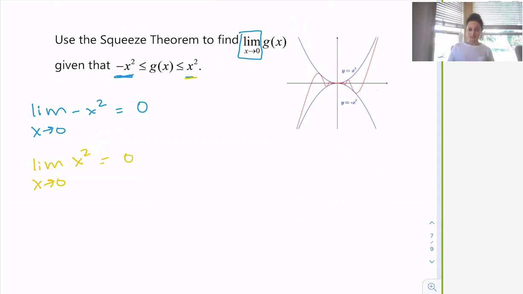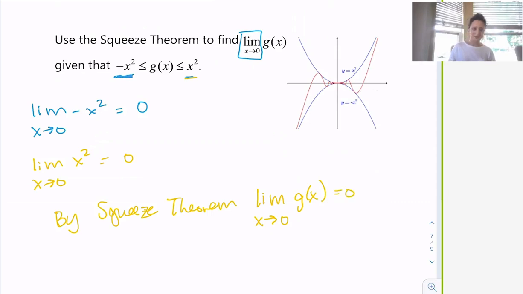So now, by the squeeze theorem, because g of x is between negative x squared and x squared, and you do not have to state this theorem, but if you do state a theorem, you have to state the right one. So by squeeze theorem, the limit as x approaches 0 of g of x is what? Is also 0, because these guys were 0 and g of x was squeezed in between those two.